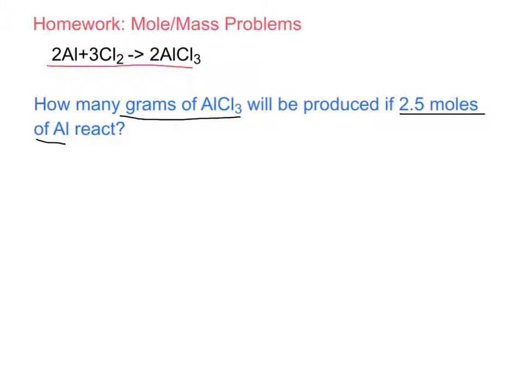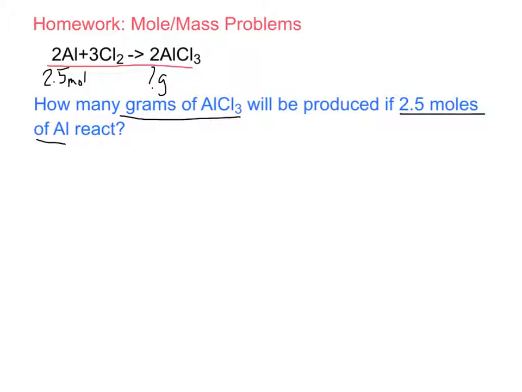I'm going to write down my givens below the balanced equation so I can see what ratio I will need when I convert. So my given is 2.5 moles of aluminum. So under 2 aluminum, I'm going to write 2.5 moles. And I want to know how many grams of AlCl3 will be produced. So under that, I want to know how many grams are going to be made of AlCl3.